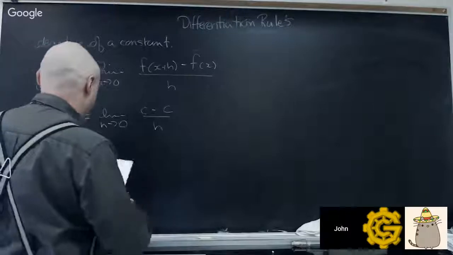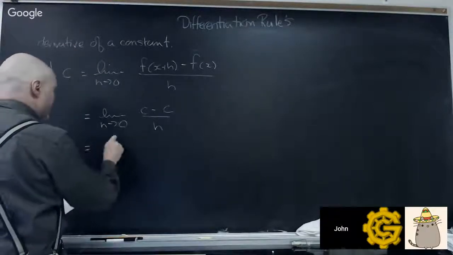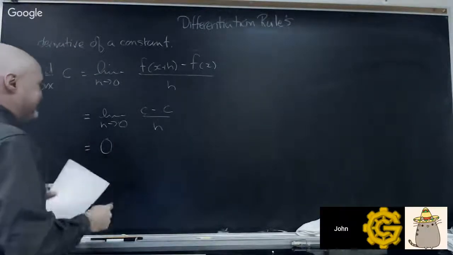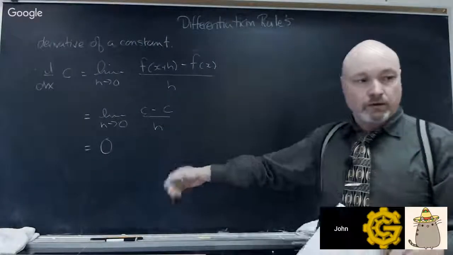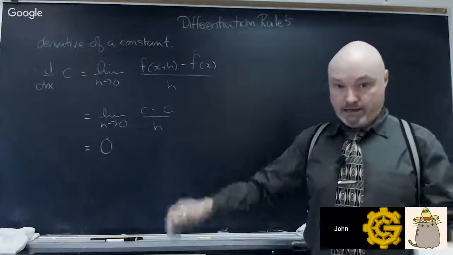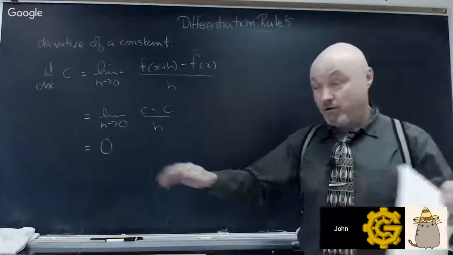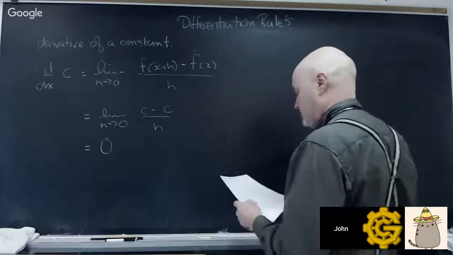h is some number, though impossibly small. And so that is 0. So the derivative of a constant is 0. In other words, the slope of a horizontal line is 0 everywhere. Doesn't matter what the value of x is. Okay.